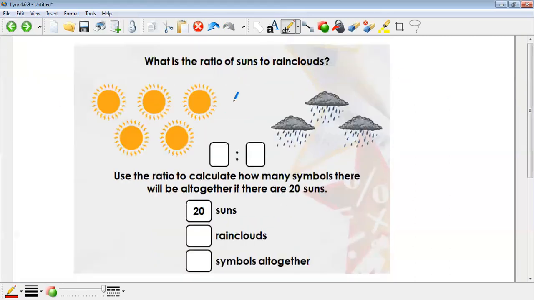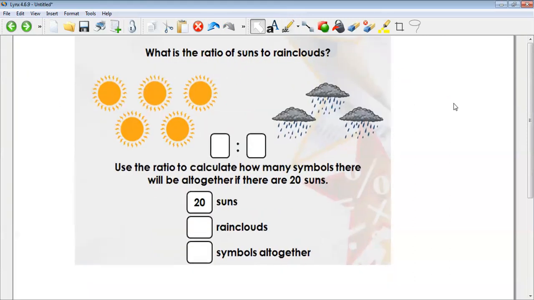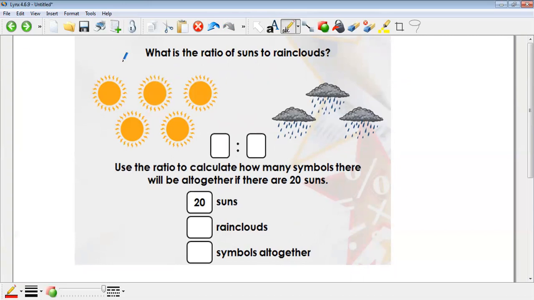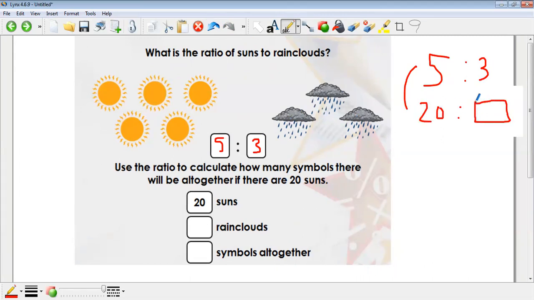Okay, and very last one. What's the ratio of suns to rain clouds? There's 5 suns and 3 rain clouds. So use a ratio to calculate how many symbols there will be altogether if there are 20 suns. If you go down the purely written method, our suns have become 20. Therefore, we need to find out how our original ratio is being changed. Times by 4. 3 4s are 12.